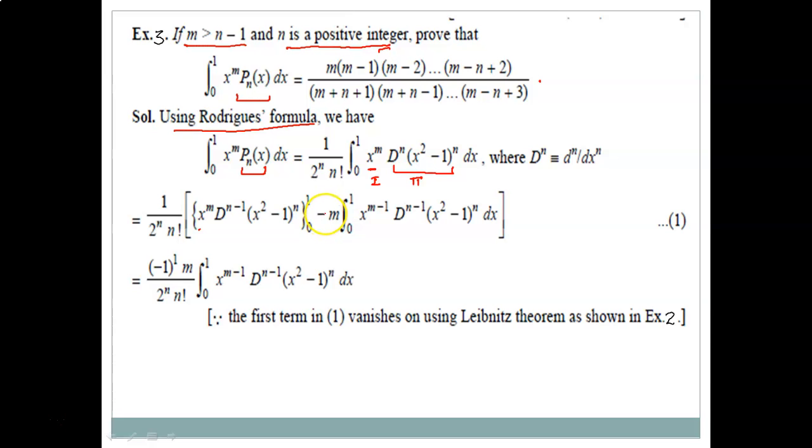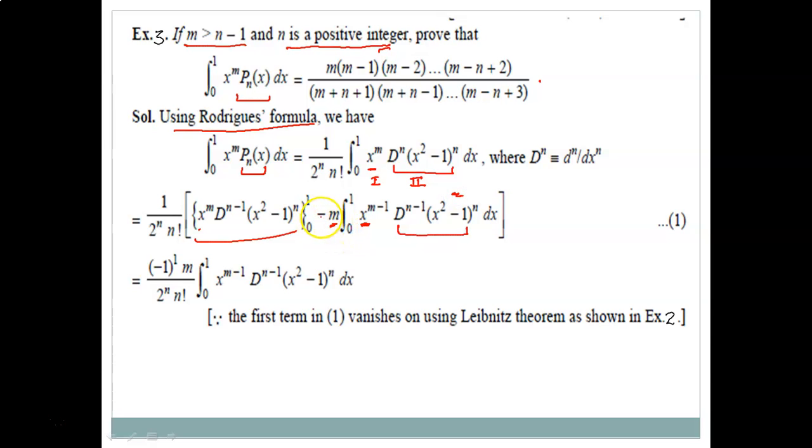Minus, in the integration by parts, we take the derivative of this. This is m into x raised to power m minus 1. m is there, and integration of the second part again. When you integrate the second part, we are having this thing. So here you can see when you put upper limit 1, this part gives you 0. When you put lower limit 0, then also 0. So the whole first part reduces to 0, and we are left with minus 1 raised to, because here we are having this minus term.